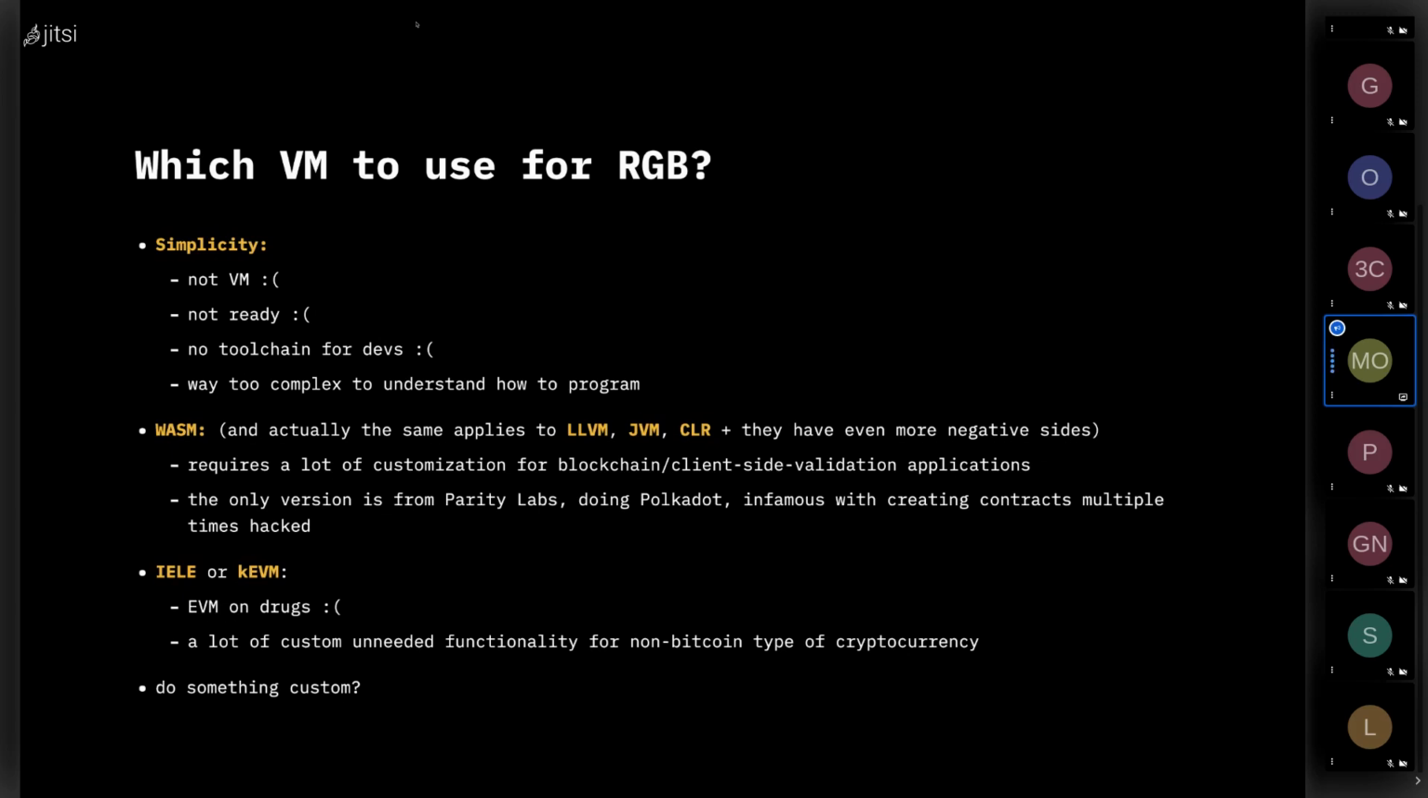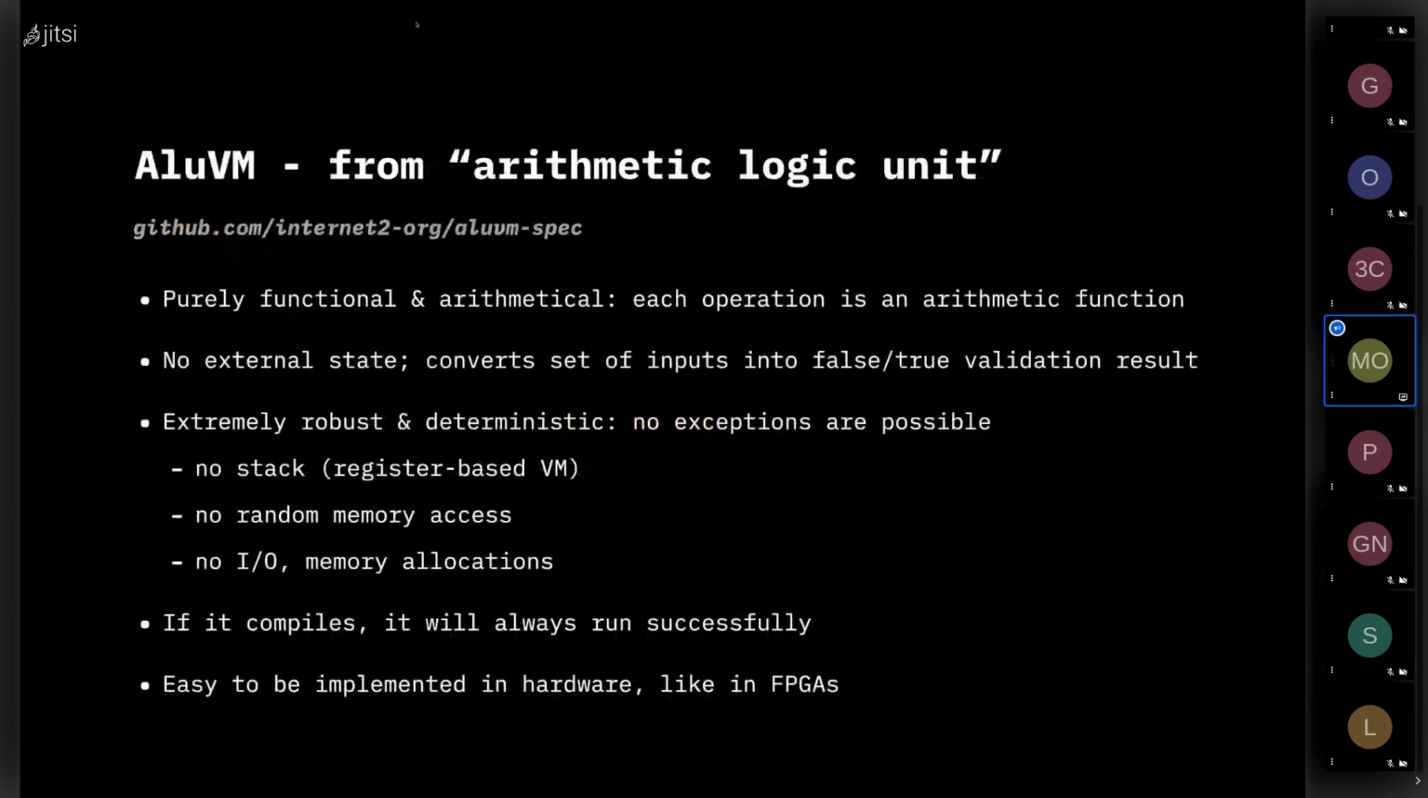So the original idea of using something custom seemed really bad, because again, it's another thing to develop. But it seems that we have either to wait for Simplicity or do something custom, because nothing is there.